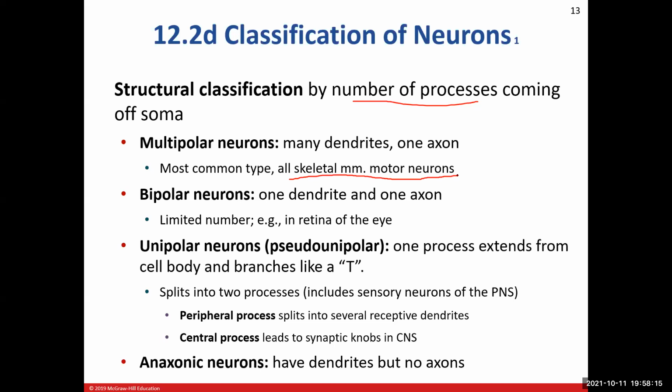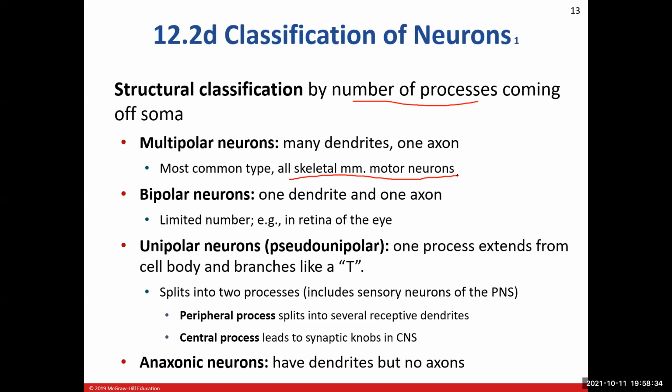So the second type of neuron is the bipolar. You have one dendrite coming off of one end of the neuron, and then off the other end, you have the axon. We'll see this in chapter 16, when we talk about the eye. We'll see those in the retina.